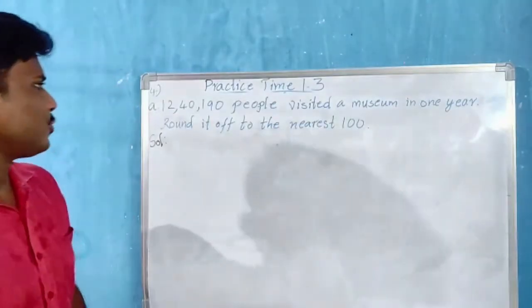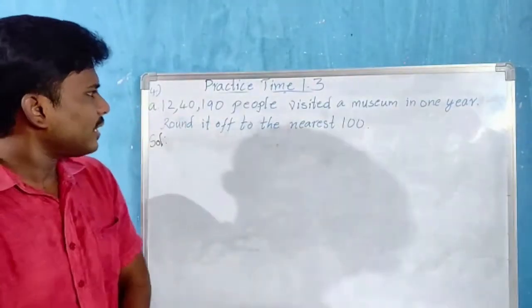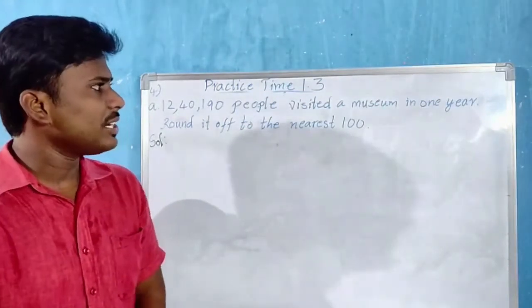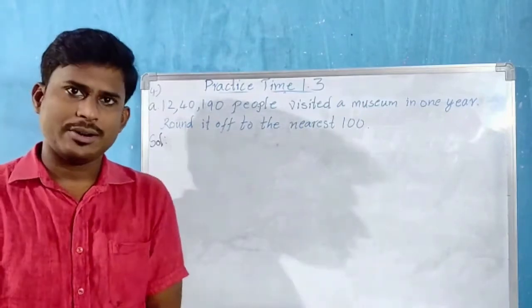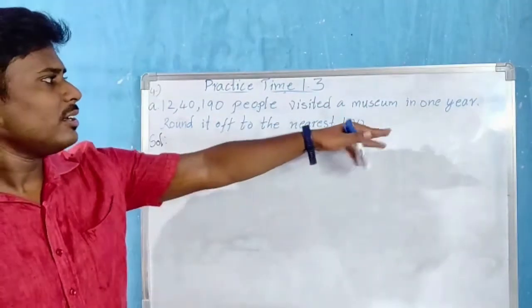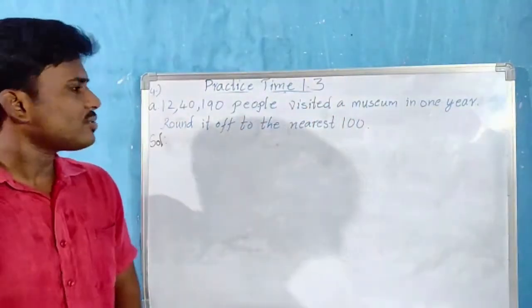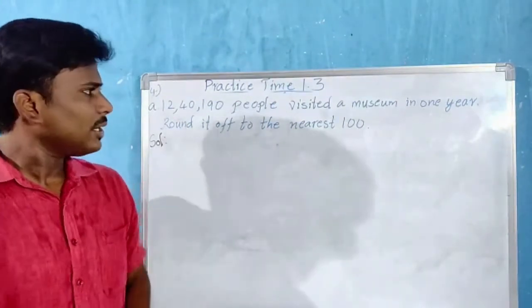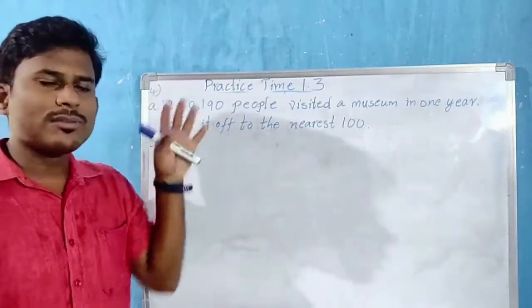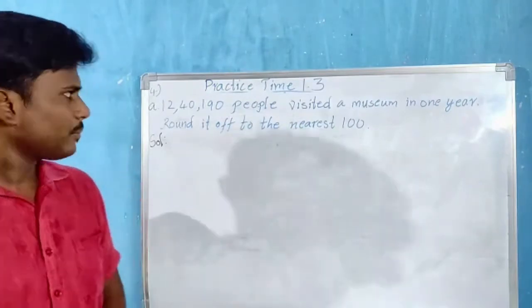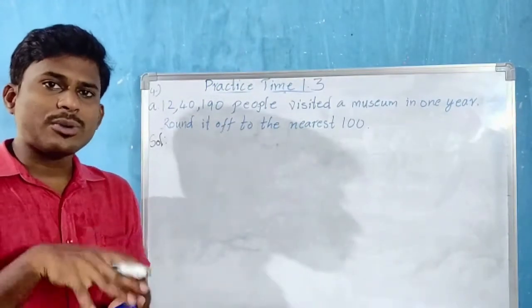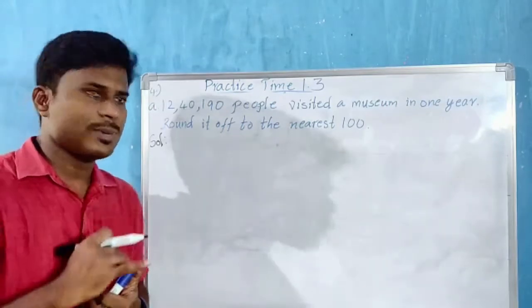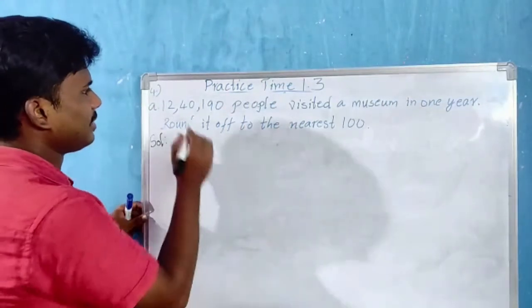Fourth bit, a question. 12,40,190 people visited a museum in 1 year. Round it off to the nearest 100. So in 1 year for a museum 12,40,190 people visited. So the question is we have to round off this given number to the nearest hundreds. So as we discussed, nearest hundreds means what is our rounding digit? It's the hundreds place. So this is our hundreds place.